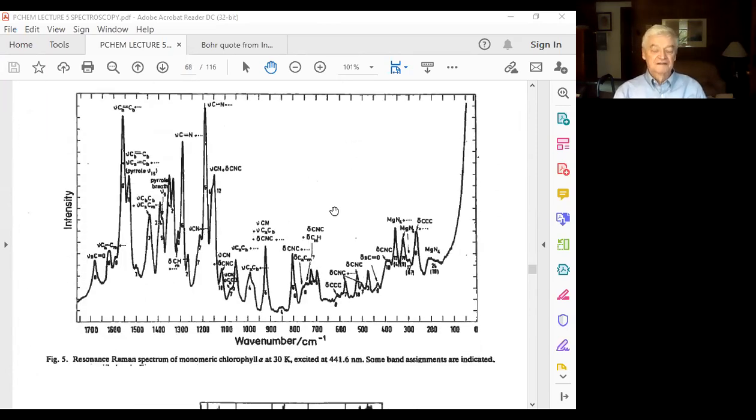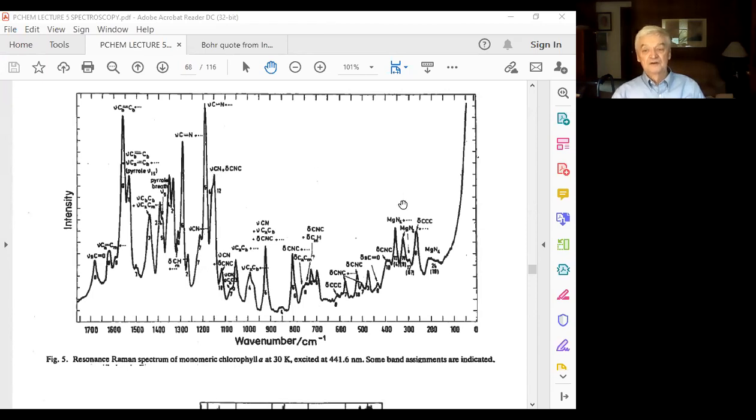Just a couple of applications. I want to show you the utility of vibrational spectroscopy. Here's a Raman spectrum, and it's called a resonance Raman spectrum. What resonance means is that they're using a laser that's close in frequency to exciting an electronic band. And when you do that, you can enhance a lot of the intensity of these vibrations that you're looking at. Anyway, this is chlorophyll. This is done at 30 degrees Kelvin, simply so that makes the bandwidths smaller. You can look at them.